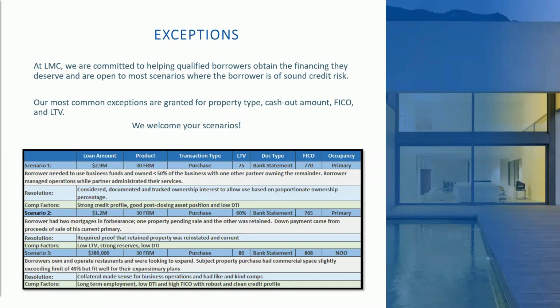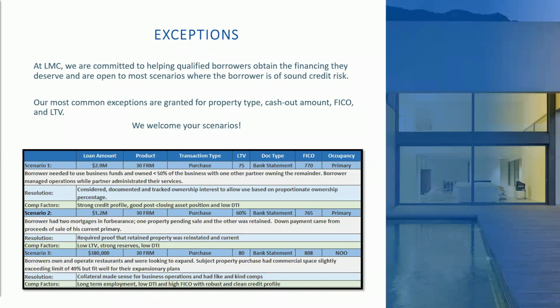So the first one at $2.9 million, 30-year fixed. It was a purchase on a bank statement loan. These are all bank statement examples. Great credit, right? 770 and 75 LTV. So the borrower did need to use business funds, which remember you need to own 51% of the business. Well, they actually owned less than half of the business, but they did have it with one other partner. So we were able to document their ownership, track the percentage, and they still qualify based on their portion of ownership. So we did go ahead and move forward with that.